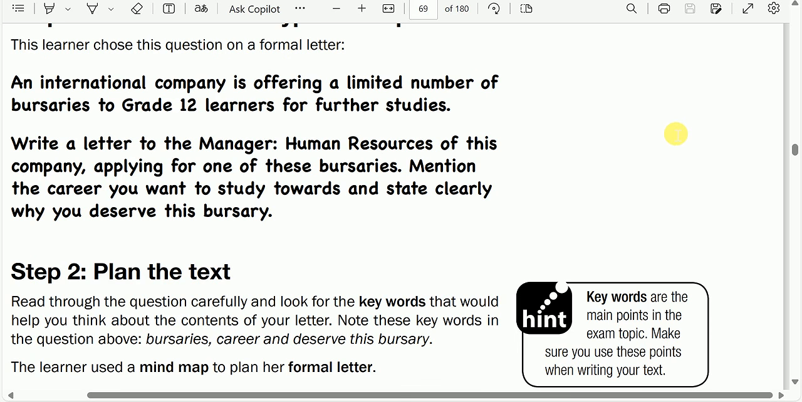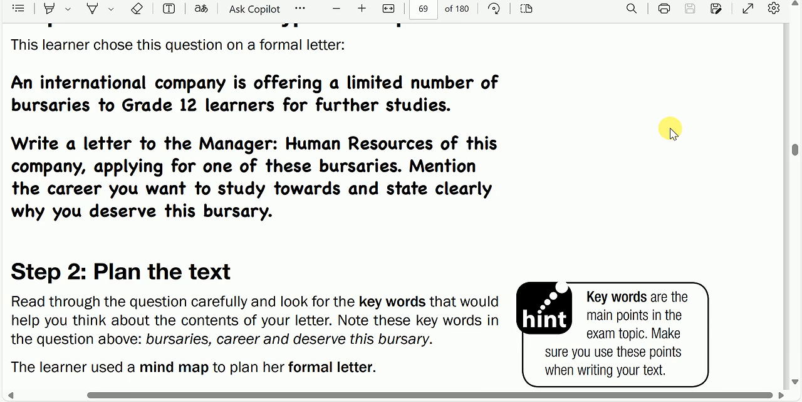So here you are addressing the human resource manager of the international company. What is the purpose of this letter? It's an application letter. What are you applying for? You are applying for a bursary. So every time, ask yourself these three questions. What am I writing? Who am I addressing, which is the audience, right? And the audience is a human resource manager. And then what is the letter about? It's an application letter. What am I applying for? I'm applying for a bursary.